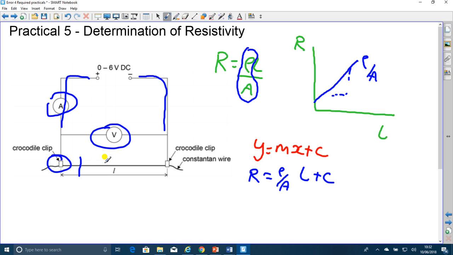The other thing that's worth mentioning is this A here. We take the diameter of the wire and we use the cross-sectional area equals pi d squared over 4, or pi r squared if you want to just halve the diameter from the micrometer. Okay, so that's something that we would do to work out the resistivity of a wire.